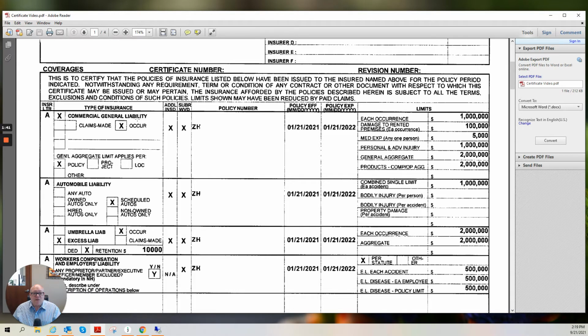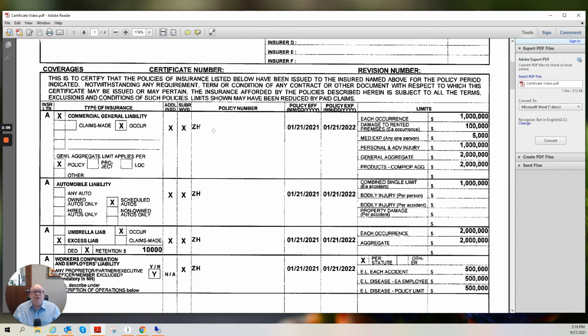And so for the general liability, there's either occurrence or claims made. Claims made is a policy where the claim has to happen during the policy period, so during this year of time. An occurrence can happen outside of that.